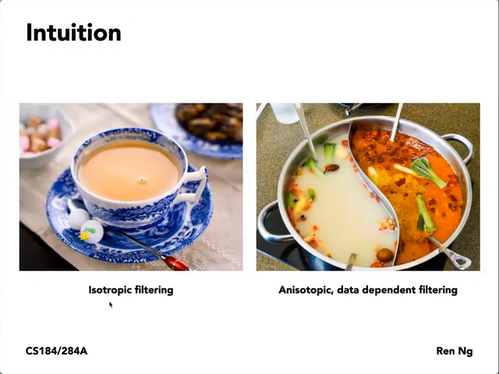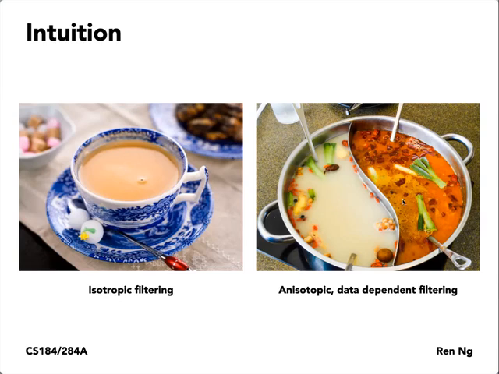The intuition you can have is this, thanks to my co-instructor last year, Professor Kanazawa. You can think of filtering that's isotropic as like infusing tea in a cup. Everything gets infused, all the liquid gets infused the same way. And anisotropic, or in this case data-dependent filtering, is something that tries to separate different portions of the data that you're attempting to filter and treats each of those portions separately. So you kind of have distinct flavors in different regions of your hot pot soup, for example, that remain separated. That's what the bilateral filter is attempting to do.